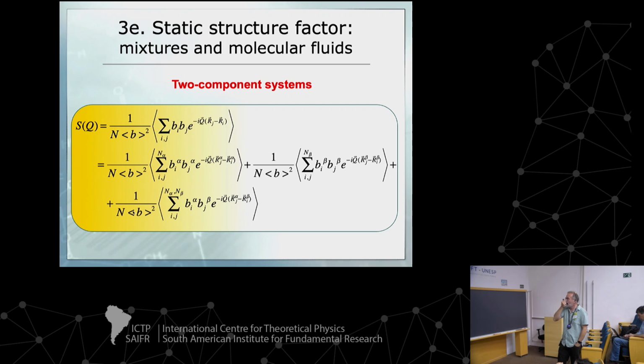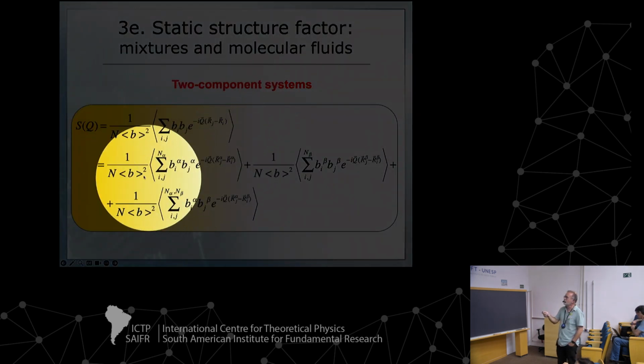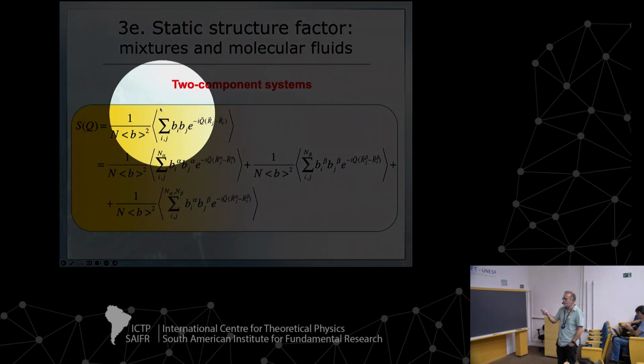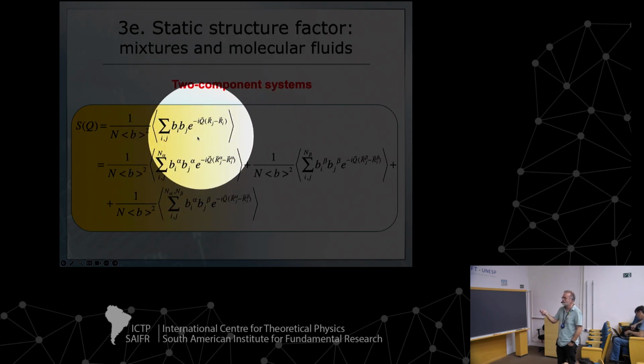Okay, now let's explicitly take a look at how the structure factor looks for mixtures. The simplest case, a binary mixture, a two-component system. Well, here you can do the splitting. This is the formula we saw yesterday, right? When we already have gotten rid of the modulus, we have expanded this term into this.